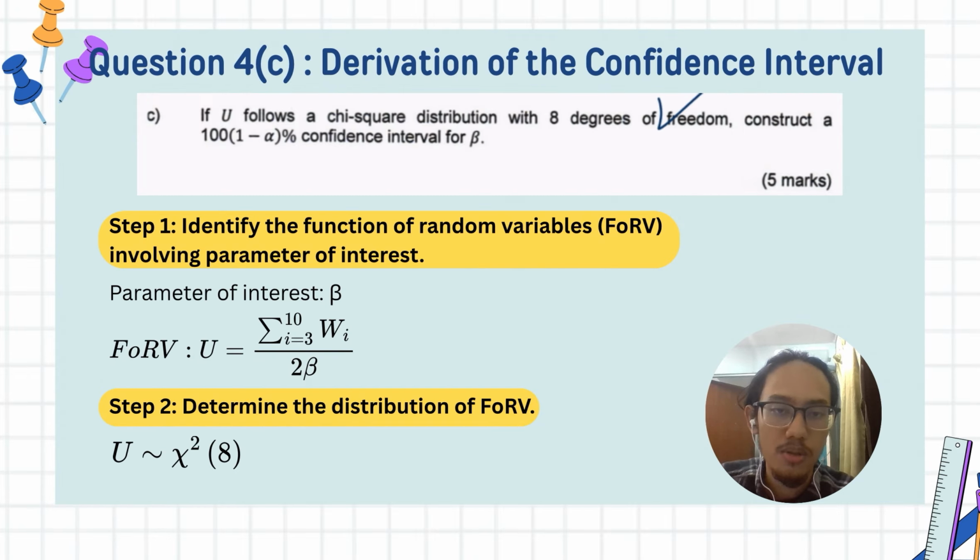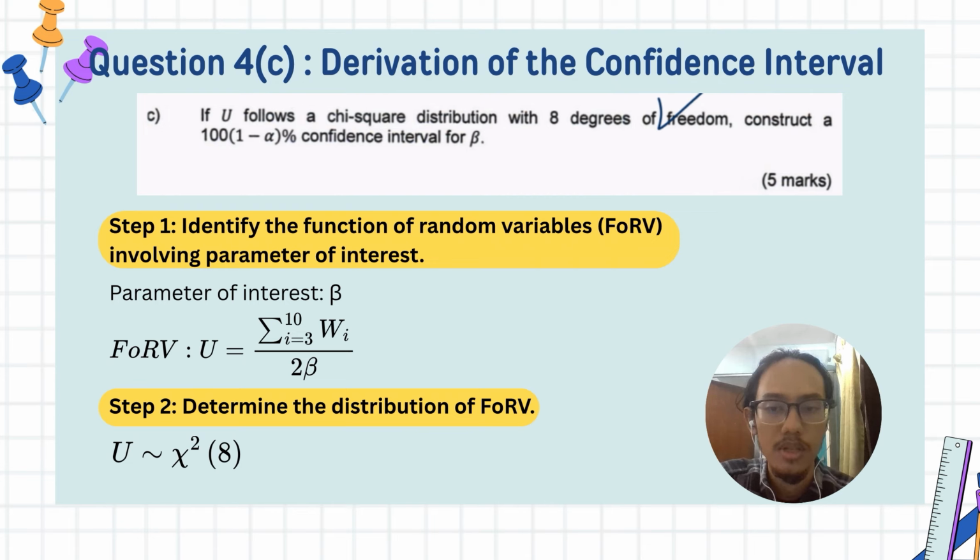Question 4C asks us to construct a confidence interval for parameter beta if U follows a chi-square distribution with 8 degrees of freedom. There are 5 steps to derive a formula for confidence interval of a parameter based on theorem. First step is to identify the function of random variable involving the parameter of interest. Our parameter of interest in this question is beta, and the function of random variable involving that parameter is U, given that U equals the summation of Wi, where i goes from 3 to 10, over 2 beta. This is given from question 4b.